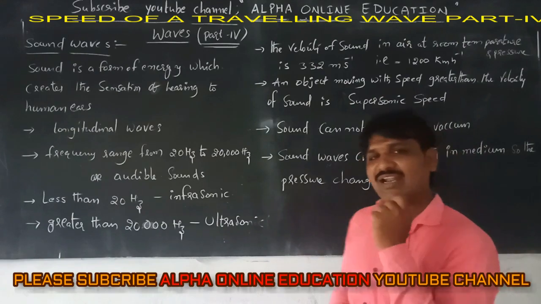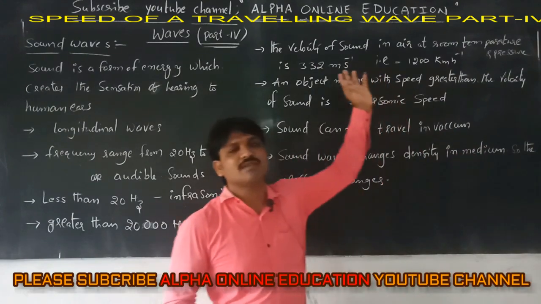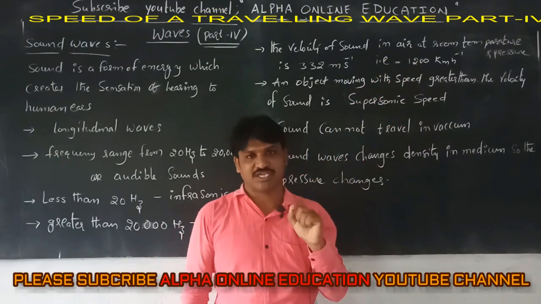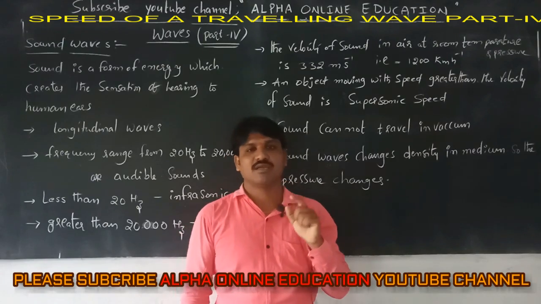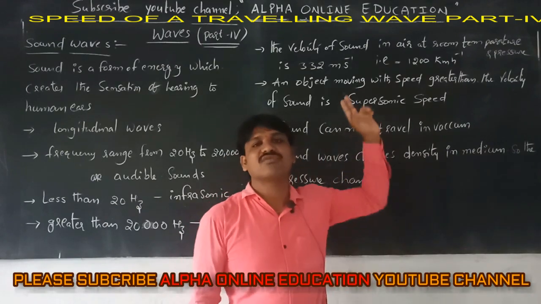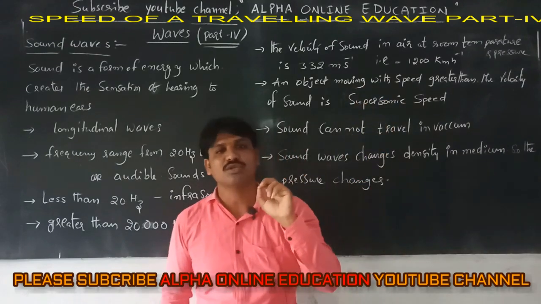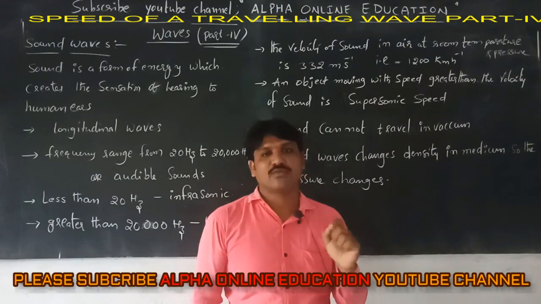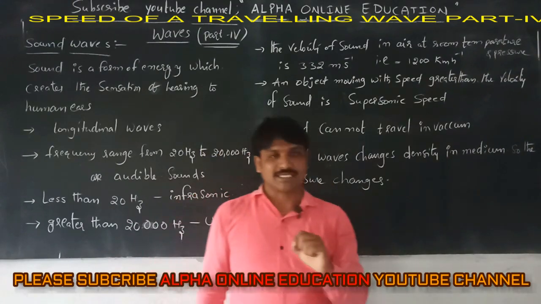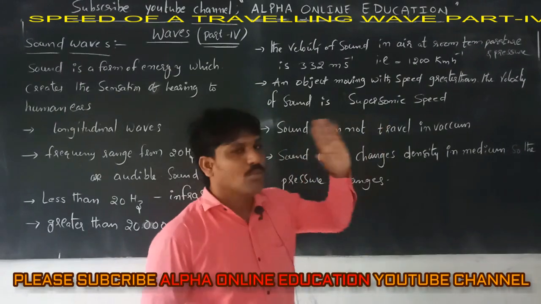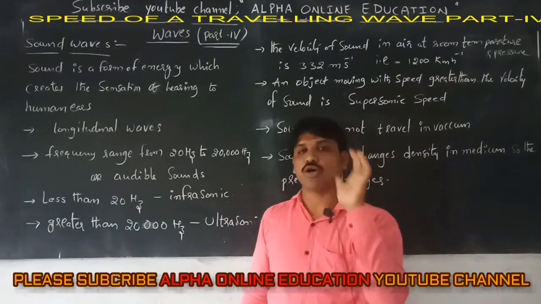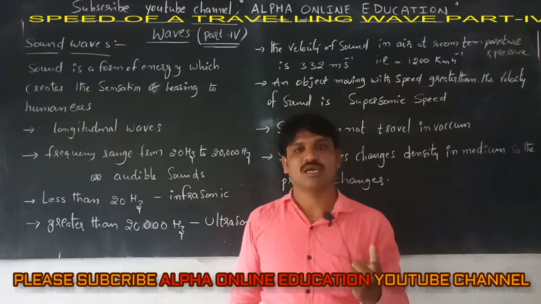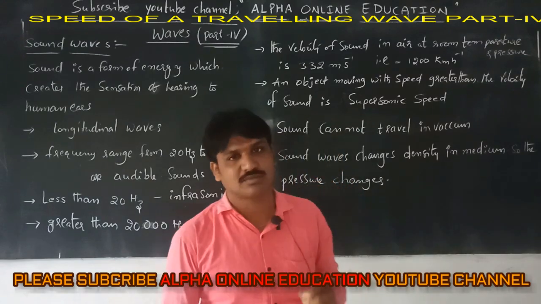In this case, the velocity of sound in air at room temperature and normal pressure is 332 meters per second, which is about 1200 kilometers per hour. Objects which are moving greater than the speed of sound are called supersonic objects.